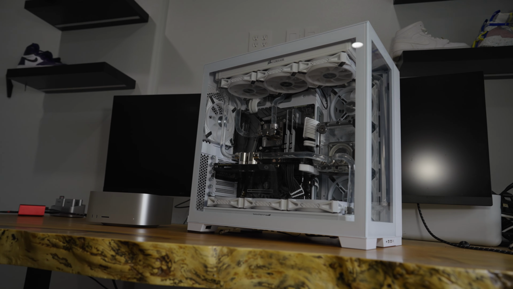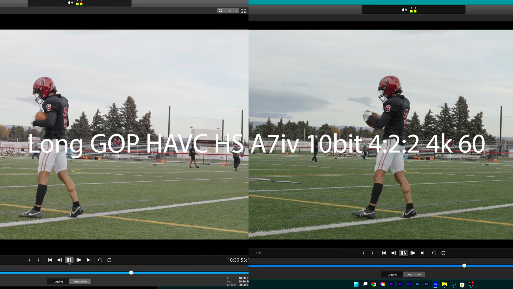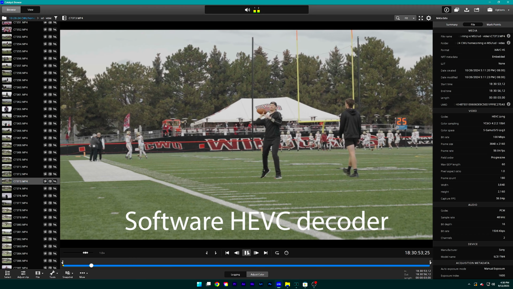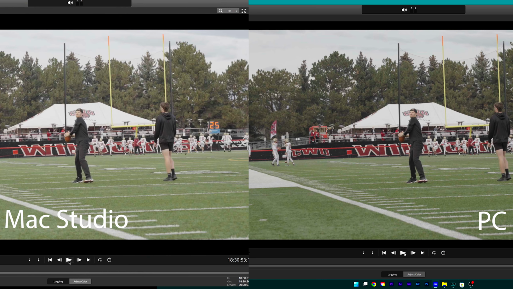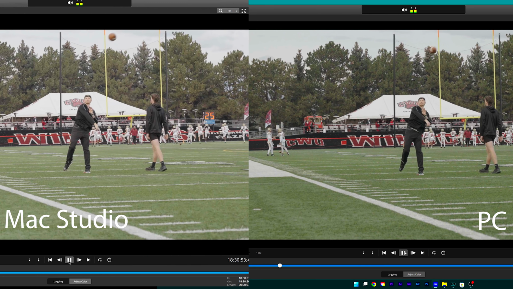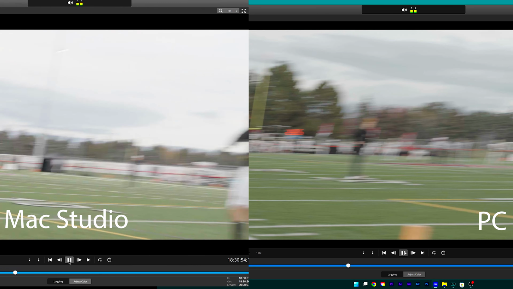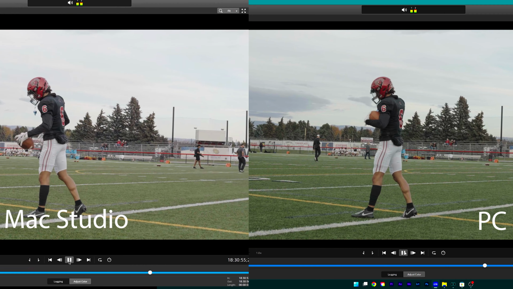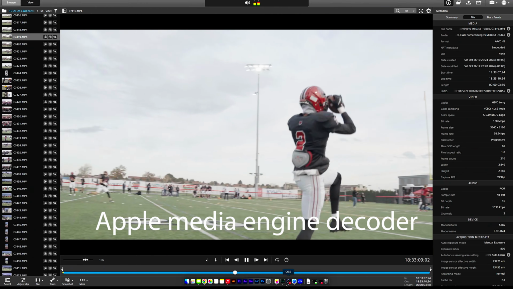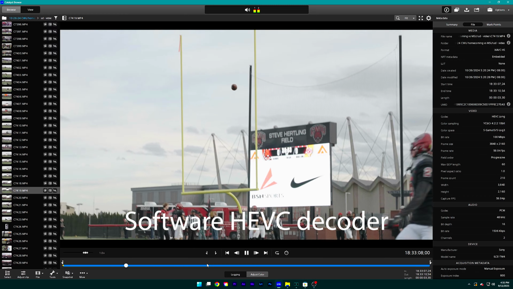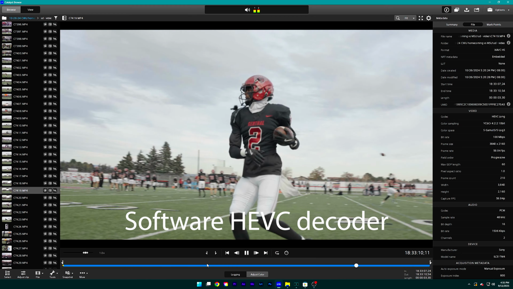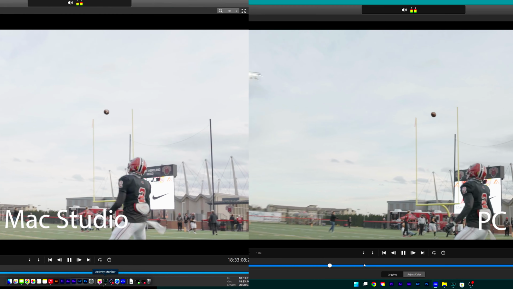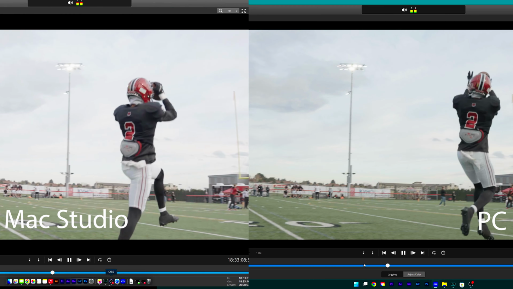Next, I would like to talk about the differences between the Mac Studio and the PC when utilizing a format like long GOP that utilizes P and B frames, in comparison to intraframe, where you have each frame recorded with no compression. This difference is absolutely huge between these 2 systems. As you can see, the absolute stutteriness in the Windows system in comparison to the buttery smooth, no frames dropped of the Mac. This demonstrates the potential and the value proposition that the Apple decoder has.